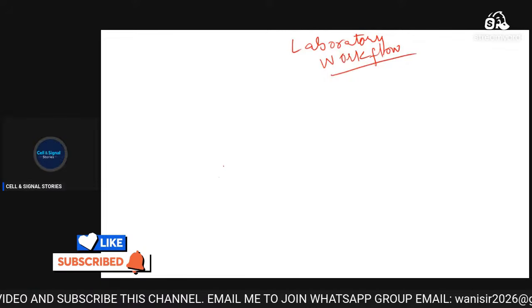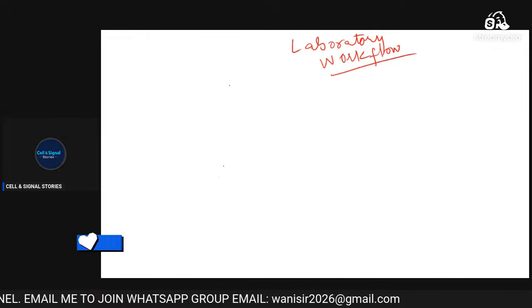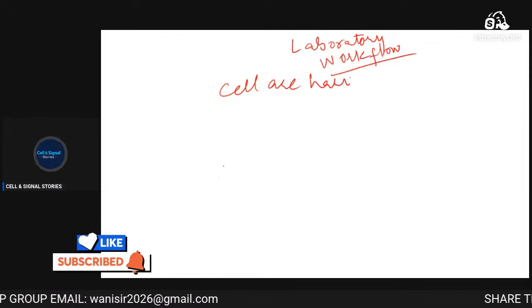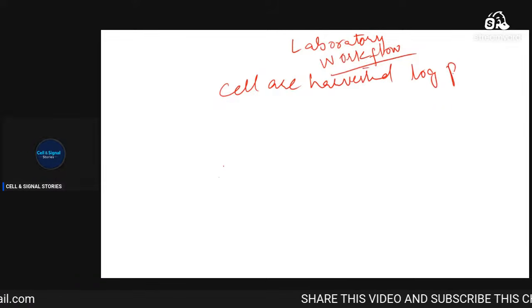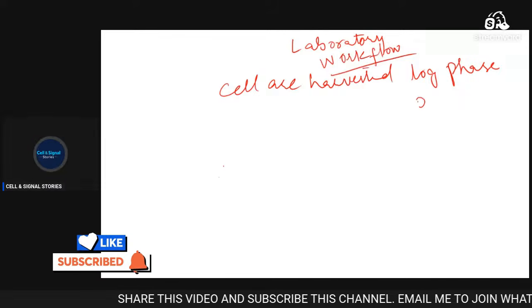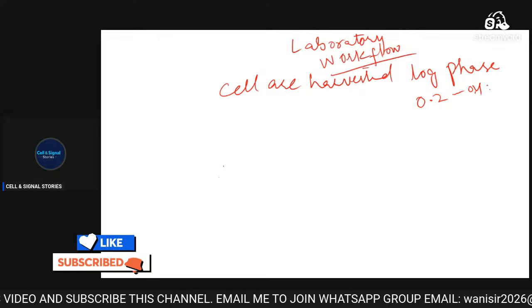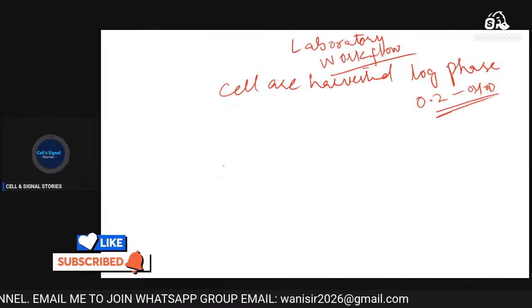First, cells are harvested. In which phase are cells harvested? In the previous video I told you that cells are harvested in the log phase. And what is the OD at that time? It is 0.2 to 0.4. That should be the OD, and you will understand that the cells are in the log phase.